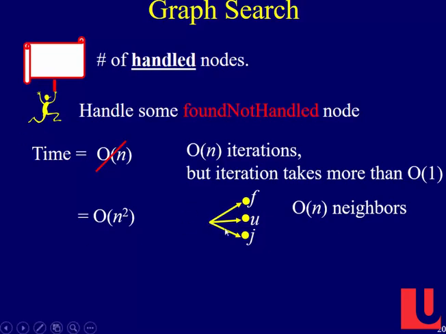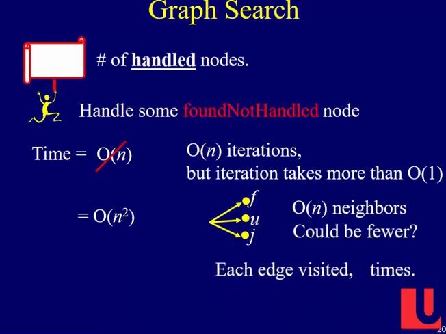What are we counting when we find our neighbors? Number of edges, right? Could it be fewer? Well, each edge is visited at most once if it's a directed edge. If it's an undirected edge, you might go in both directions, right?